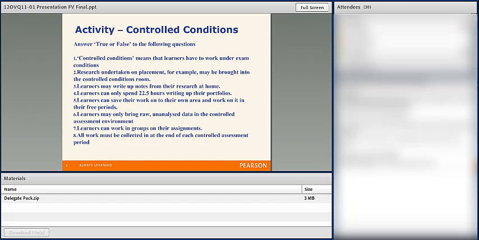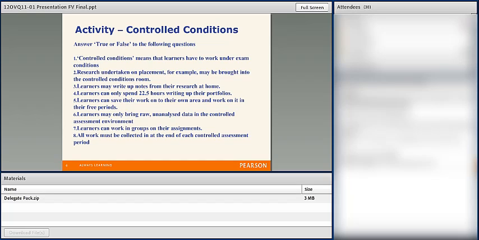22.5 hours is a guideline. It's suggested. If you have plenty of time to enable them to spend in controlled conditions, then they can have as much time as you have available. It's suggested 22.5 hours because obviously you have other things to do.